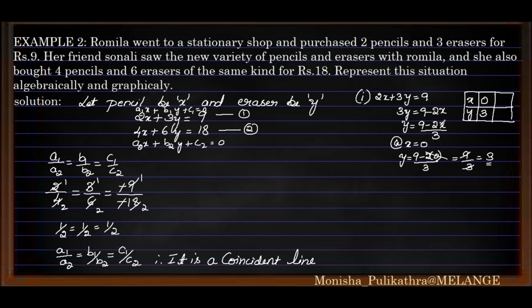Next take 2. 2 twos are 4. 9 minus 4 is 5. 5 is also not divisible by 3. Next, x is equal to 3. x is equal to 3 means 2 3s are 6. 9 minus 6 is 3 and 3 will be divisible. Like that you have to calculate it in your mind so that you will get the right answer. That is x is equal to 3.